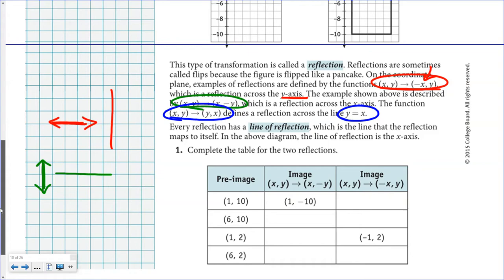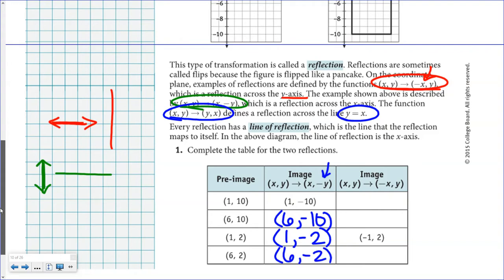So they give us a table that they want us to complete for the two reflections. For the point (1, 10), what changes here is the y. It changes to negative, so it would be (1, -10). For the point (6, 10), it changes to (6, -10). For the point (1, 2), it changes to (1, -2). And then the last point changes to (6, -2).